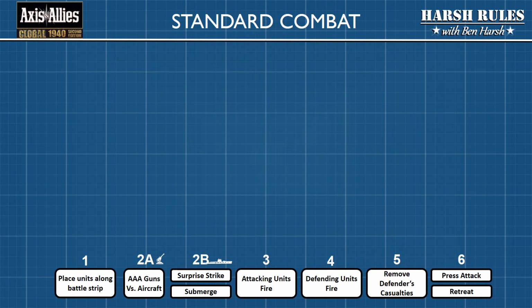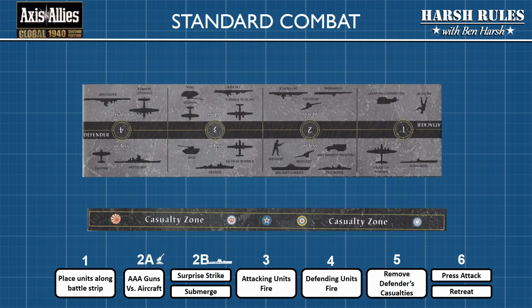Once a player has made all their combat moves into hostile territories or sea zones, it's time to resolve each one of those conflicts through combat. To conduct combat, you will need the combat strip and the casualty zone strip. Each conflict is resolved in 6 combat steps which comprise a combat round. The first step is to place units along the combat strip.